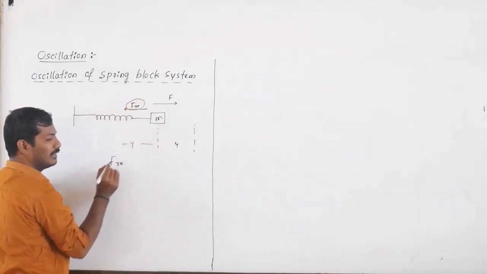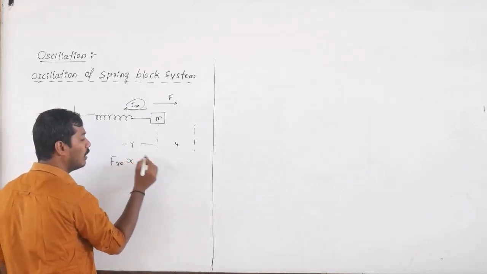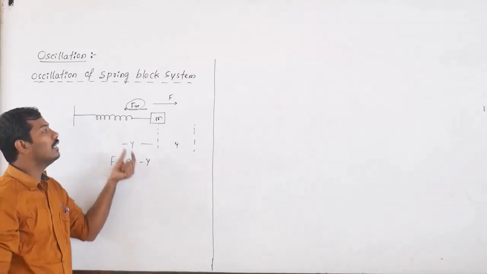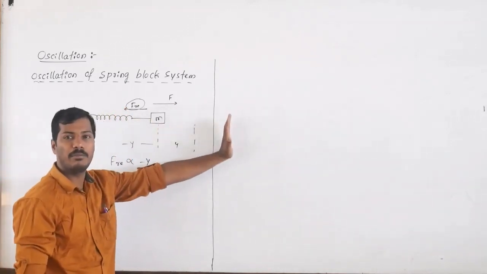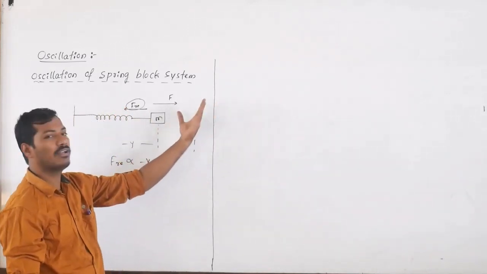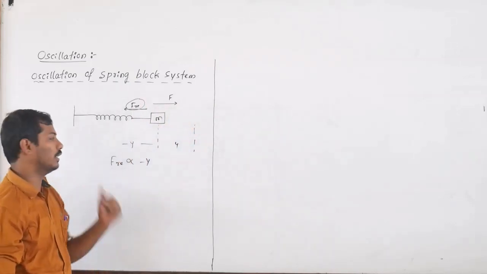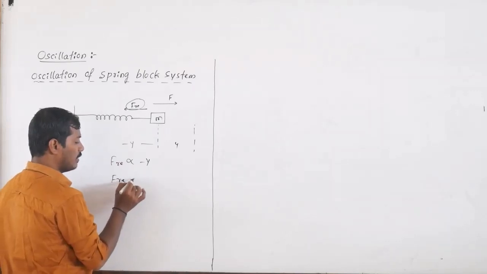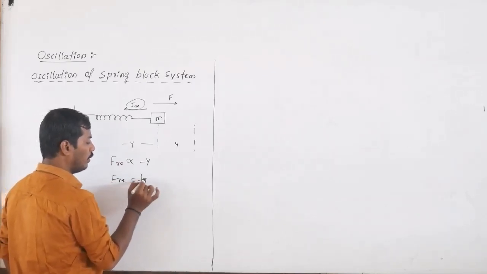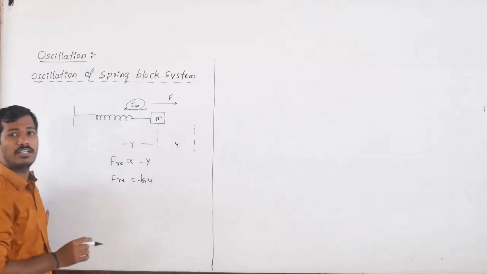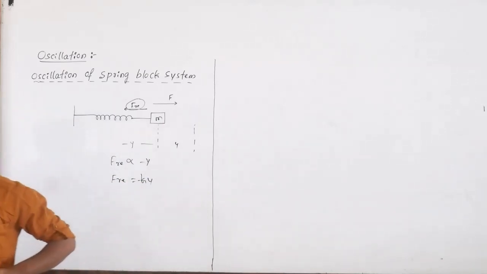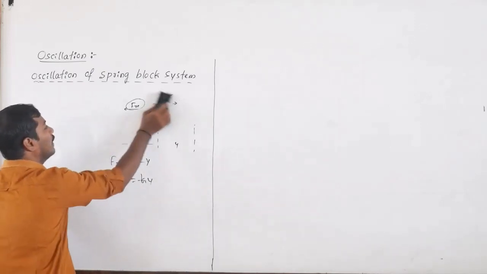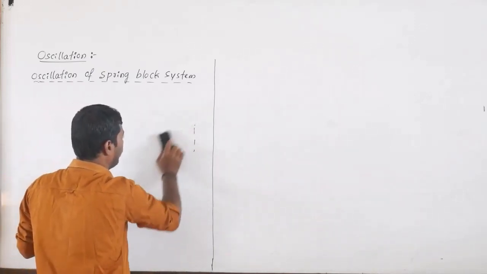That restoring force is always directly proportional to what? The displacement of the body, but with a minus sign, because the displacement is away from the mean position and the restoring force is towards the mean position. If you remove the proportional sign, F restoring equals k into y. K is called the spring constant. I will write here only. The same term is there.